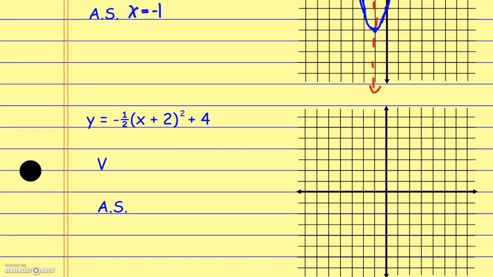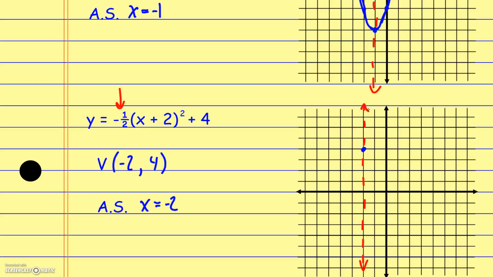If I look at the next one, again, I'm going to do the vertex. The vertex looks like -2, +4. Axis of symmetry is going to be x equals -2. And this time I can see my a value is -1/2, so that tells me a couple things about this. But as I look at this thing, -2, 4 is going to be right here. The axis of symmetry, I'll go ahead and draw that in because it makes it a little bit easier to graph this thing.